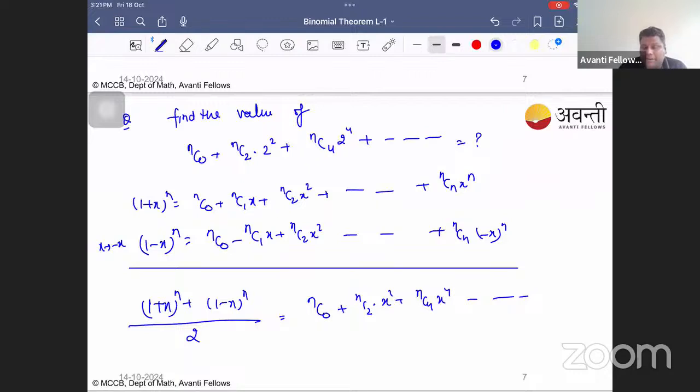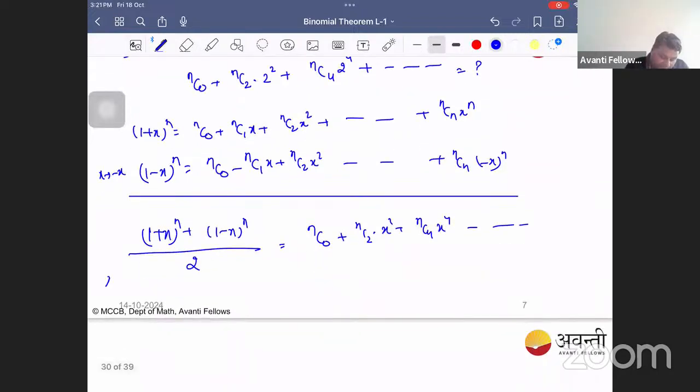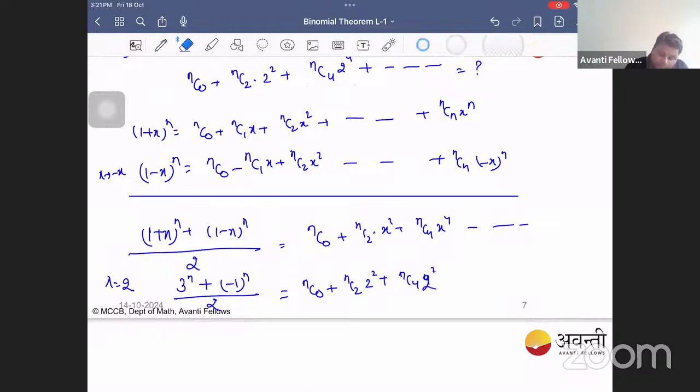Up to which point it goes, that depends. Now put x equals to 2. So (3 to the power n plus minus 1 to the power n) upon 2 is equal to nC0 plus nC2 into 2 square plus nC4 into 2 to the power 4 and so on. Am I clear?